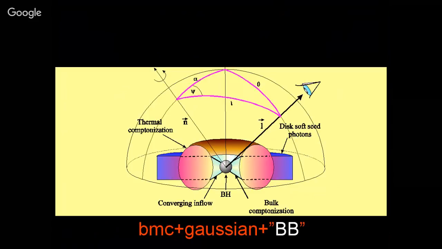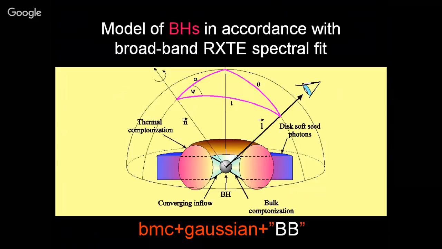So in this region, we also see from observation the so-called bulk Comptonization region, where upscattering of soft photons is due to converging flow, not due to thermal motion, but due to bulk motion. But of course, in a hard state, you cannot see this because it's screened by the hot Compton cloud. So this is the picture.